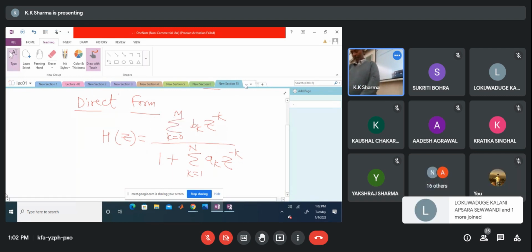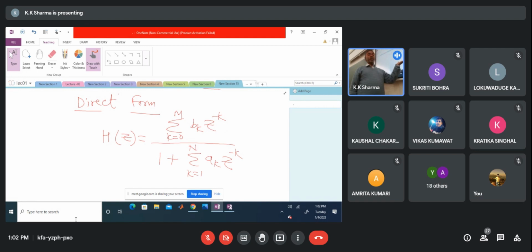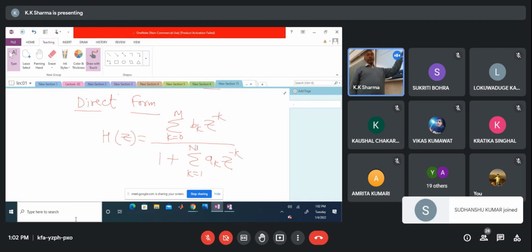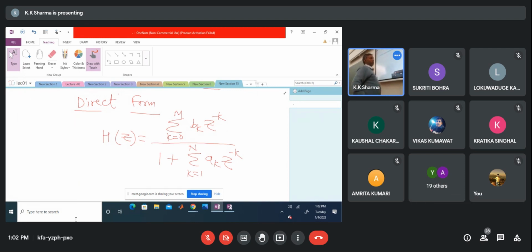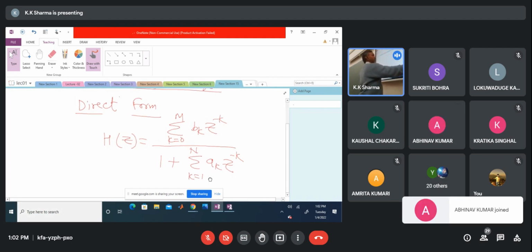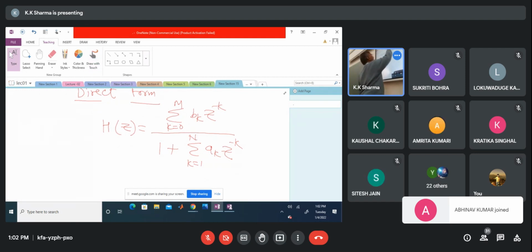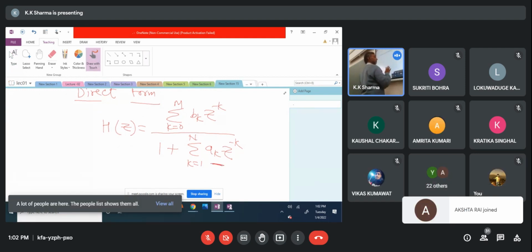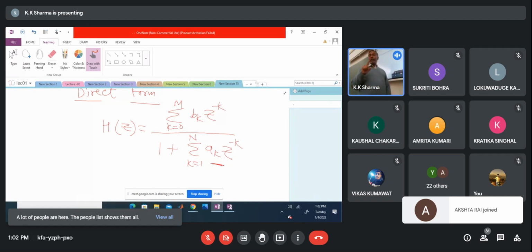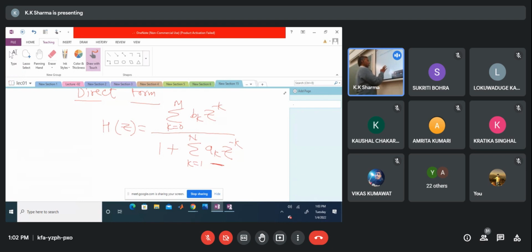Okay, this is the system function for any IIR system. Because of the denominator polynomial, it will contain finite poles. In the FIR system, you were having only the numerator term. If you remember, you can write down the difference equation also. If you have non-zero AKs, then you will have a feedback from the output to input.